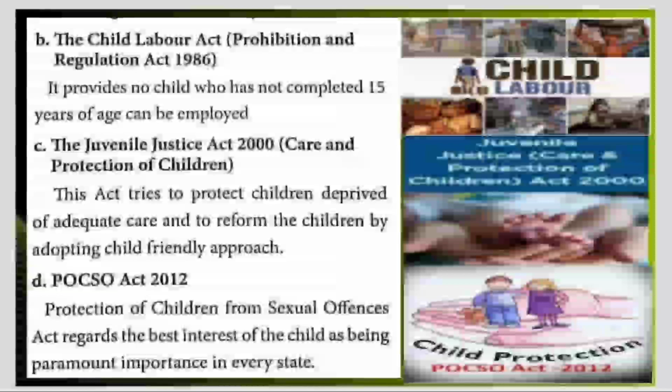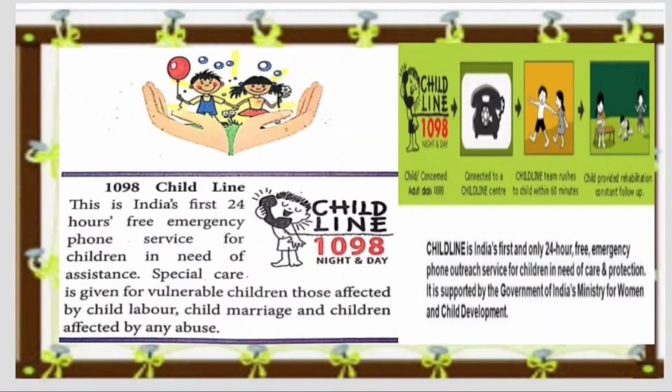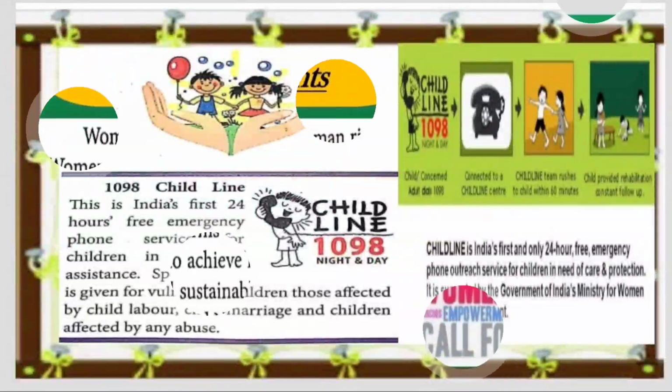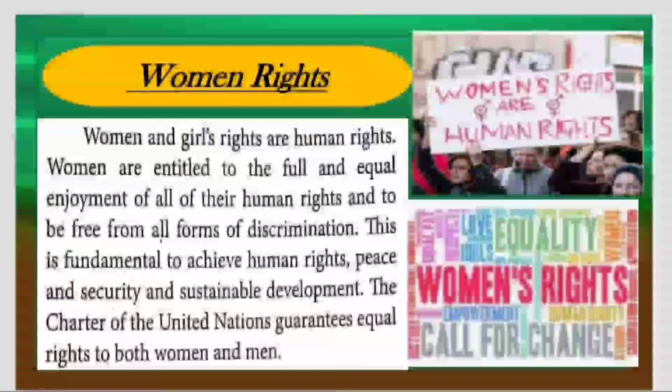Fourth one, POCSO Act 2012, Protection of Children from Sexual Offences Act, regards the best interest of the child as being of paramount importance in every state. 1098 Childline. This is India's first 24 hours free emergency phone service for children in need of assistance. Special care is given to vulnerable children, பாதிக்கப்பட்ட குழந்தைகள், those affected by child labor, child marriage, and any abuse. Next topic is about women's rights.